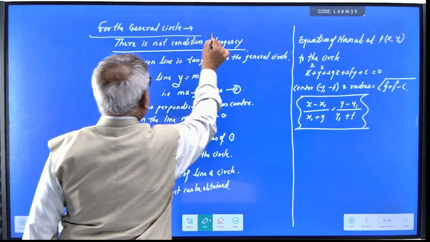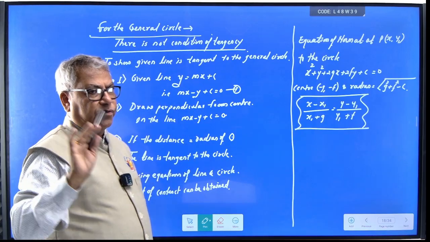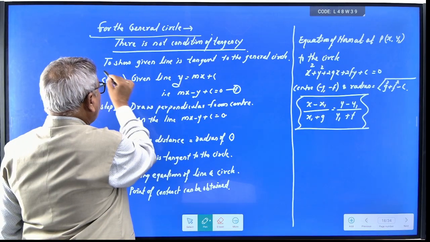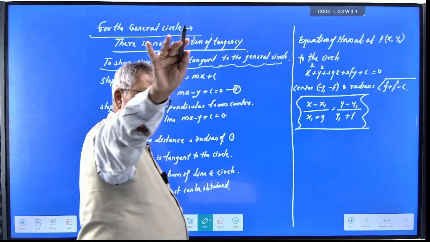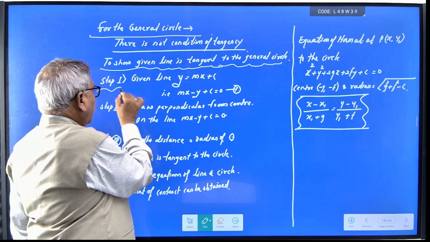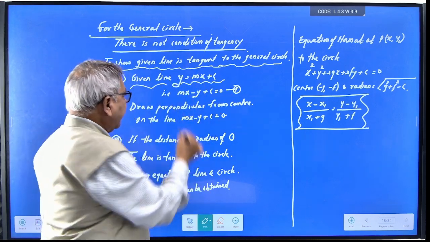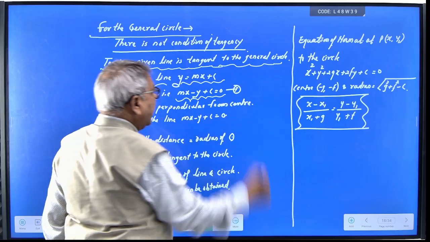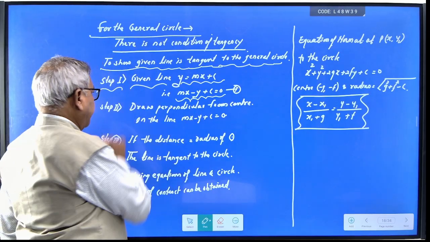Now for the general circle, there is no condition of tangency, right? To show a given line is a tangent to the general circle, a line is given to you. I am giving the step 1. What to do? Given line y is equal to mx plus c, that is mx minus y plus c is equal to 0. Write it. Second step.